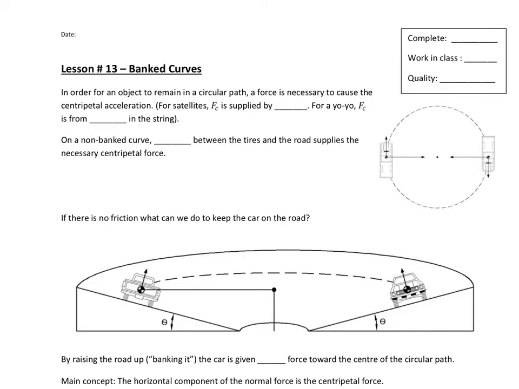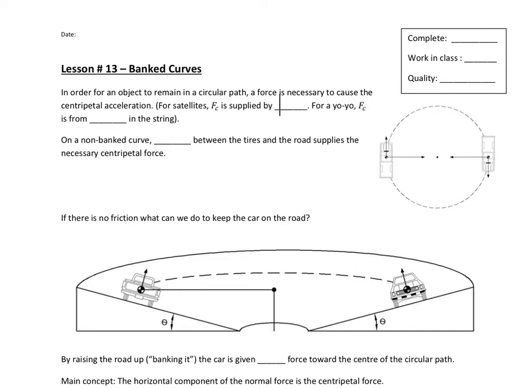You really have to think of the centripetal force as the F net of the forces that act in order to keep the object moving in the circle. So when it comes to our free body diagrams and our F net expressions where we're applying Newton's second law, we substitute Fc in for F net because we're going to use centripetal acceleration instead of regular linear acceleration. So in order for an object to remain in a circular path, a force is necessary to cause the centripetal acceleration.